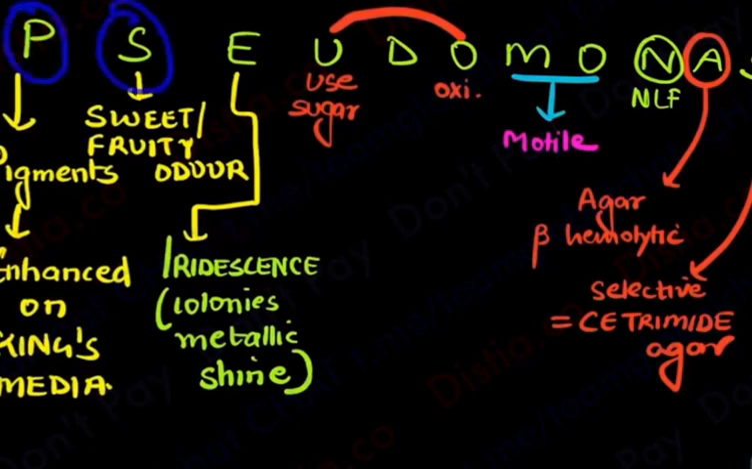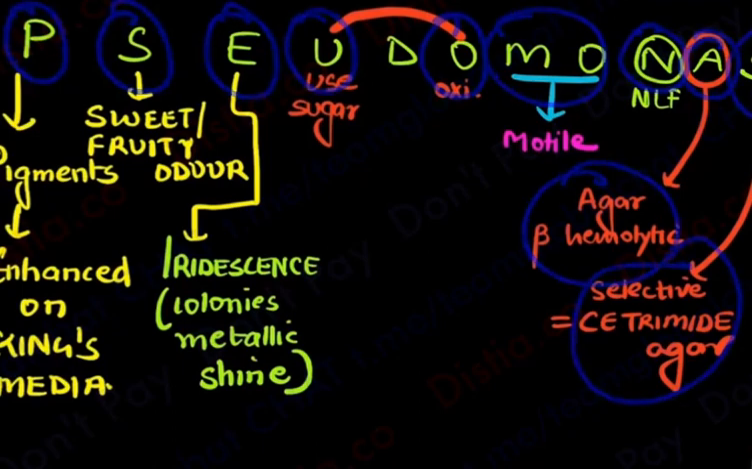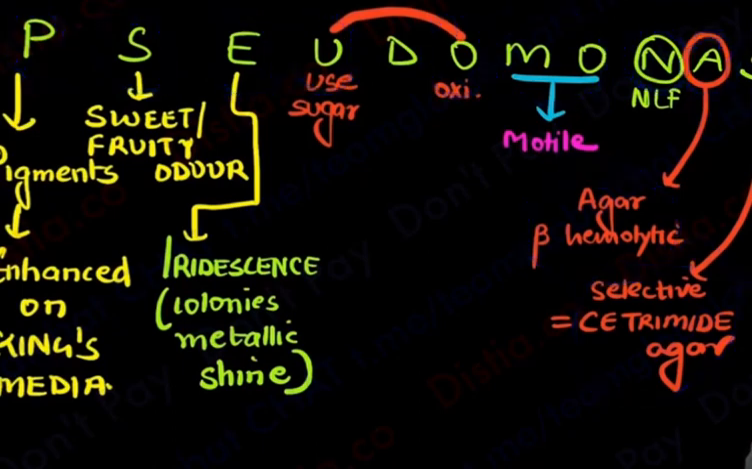Okay, so it produces pigment, has a sweet fruity odor, is iridescent, uses sugars oxidatively, is motile, and is a non-lactose fermenter. On blood agar it is beta hemolytic, and it grows on cetrimide selective agar. How are you going to do the susceptibility finally?